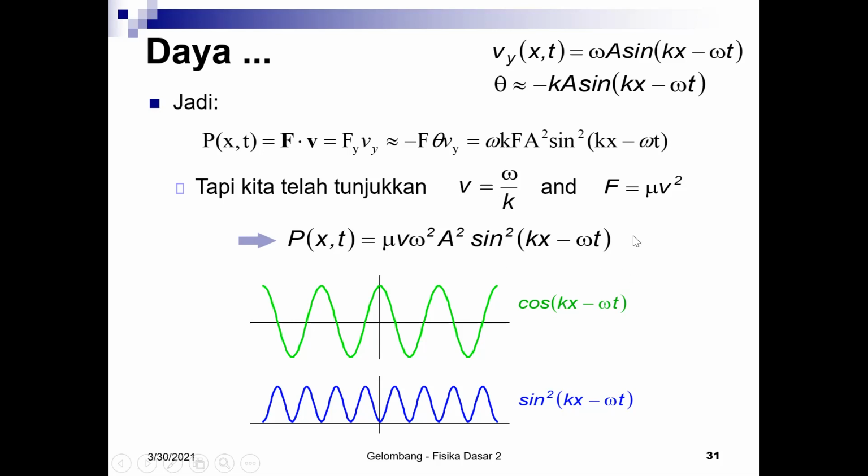Basically, because the function is sinusoidal and depends on t and x, usually we talk about the average power, not the general power P(x,t). For the average power, we take a certain x and average with respect to t.